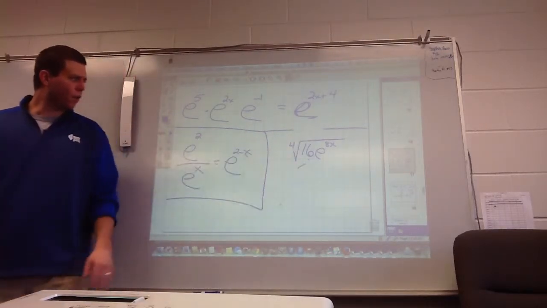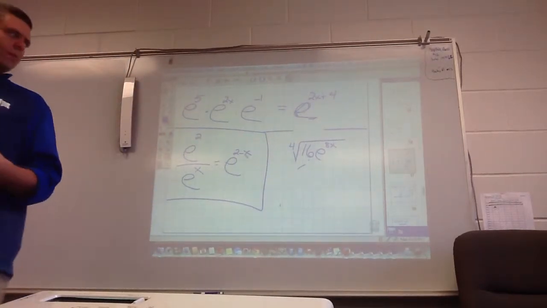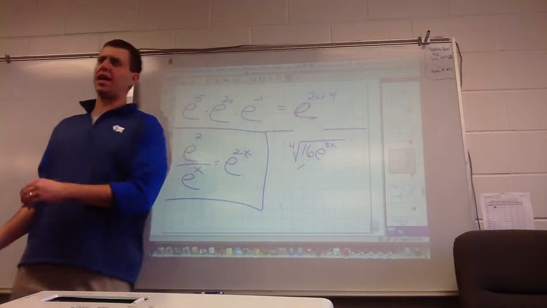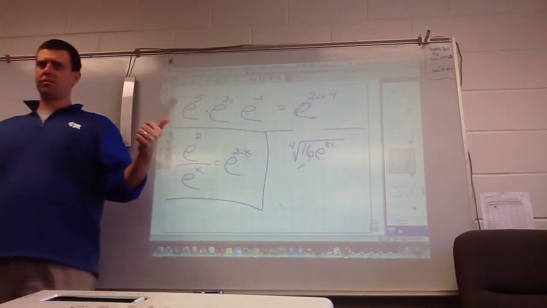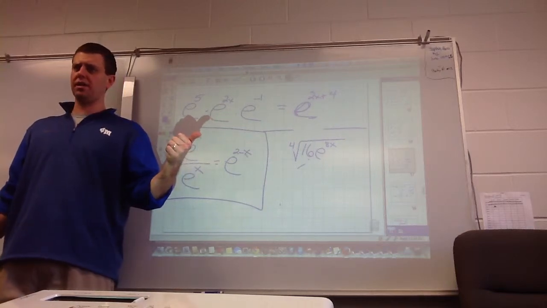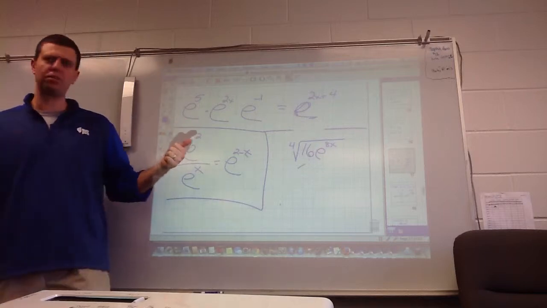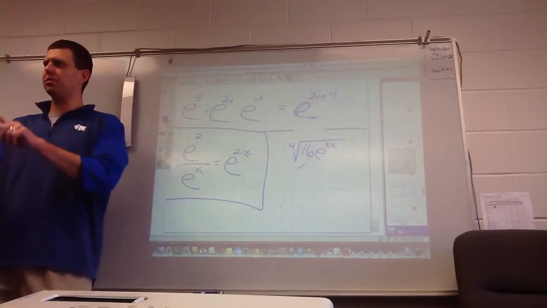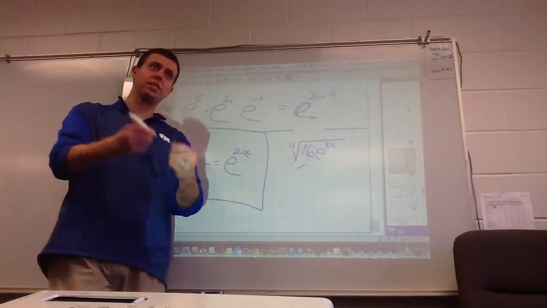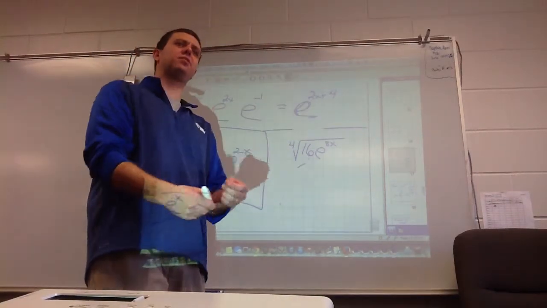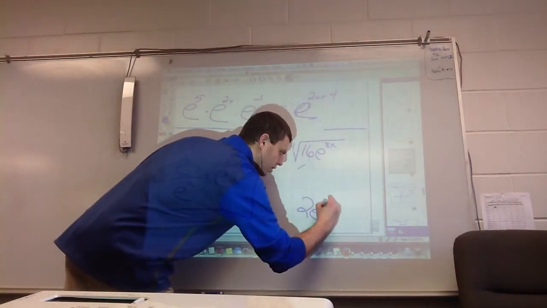Okay. The 4th root of 16e to the 8x. So what times itself 4 times equals 16e to the 8x? Some of you might be able to do that mentally. 2. 2 what? E. 2e to the 2x power, because 2 times 2 times 2 times 2 is 16. E to the 2x times e to the 2x times e to the 2x times e to the 2x would be e to the 8x. Final answer, 2e to the 2x.